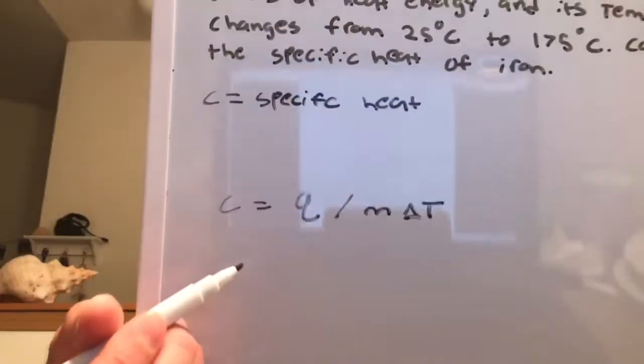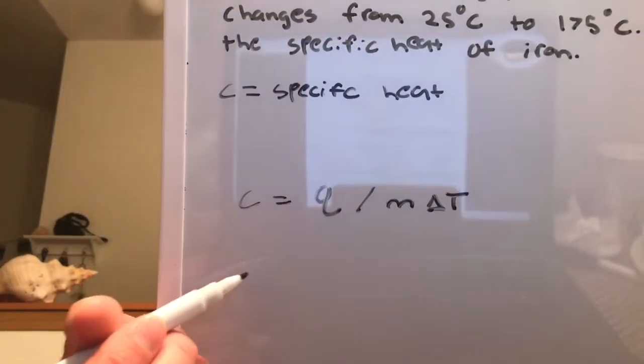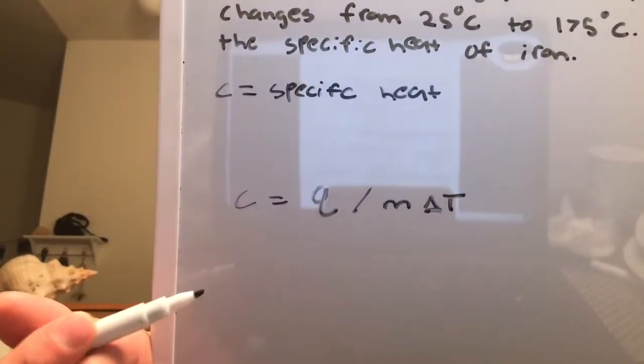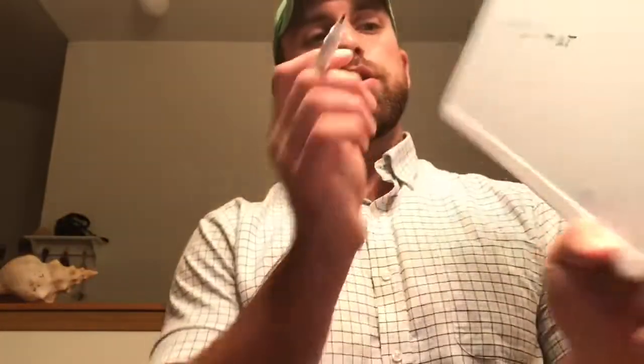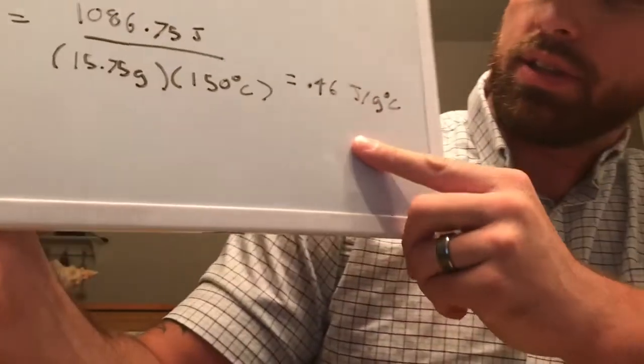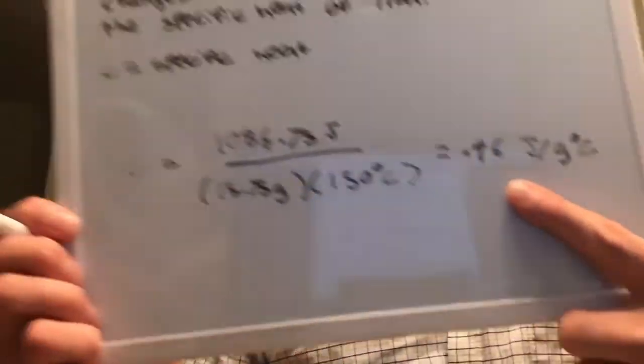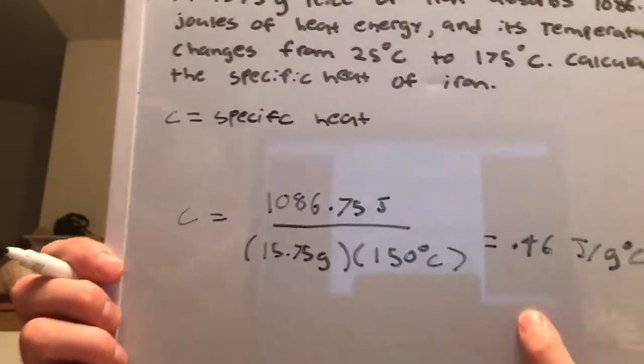So what we're going to do is measure our specific heat. The way that we're going to do that is we're going to write it out like this. That is going to be the equation that we follow to find the specific heat capacity of iron. So all we're going to do is plug in those numbers, and what that's going to look like is this. If you followed the equation, you should have gotten this value right here: 0.46 joules per gram degree Celsius.